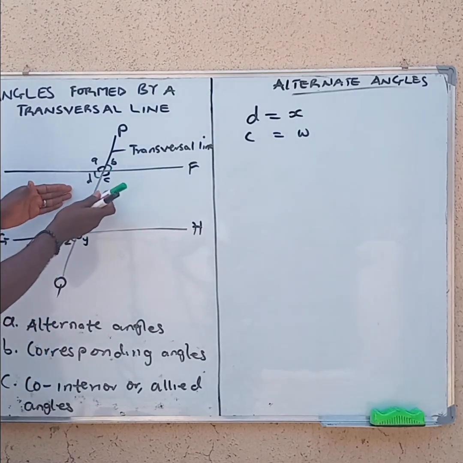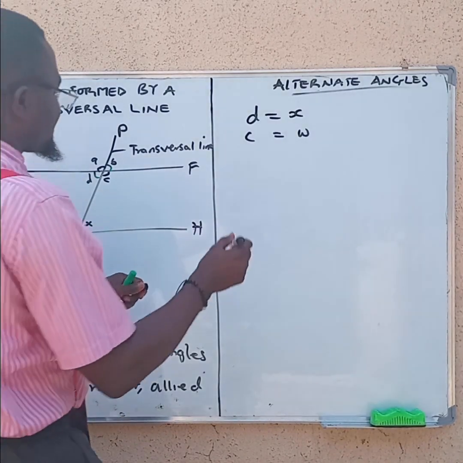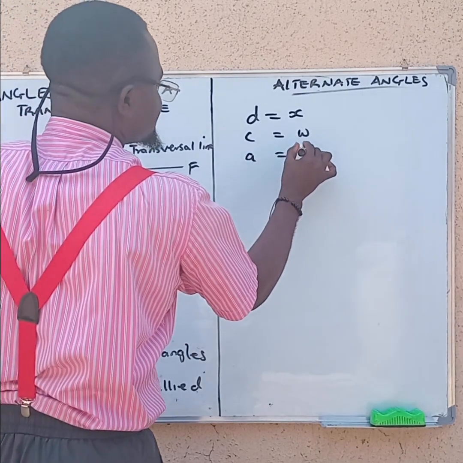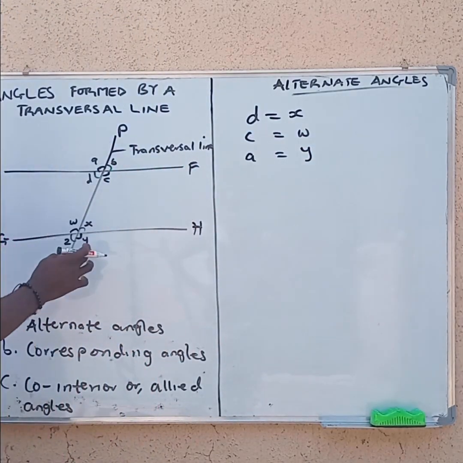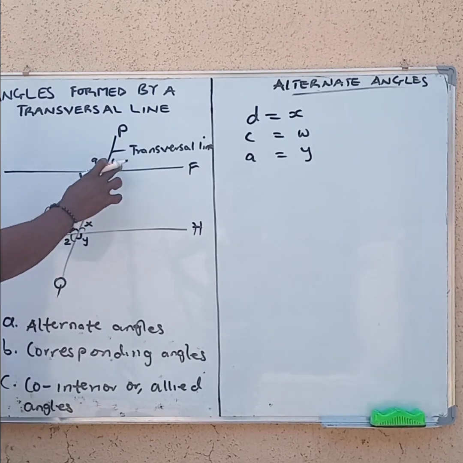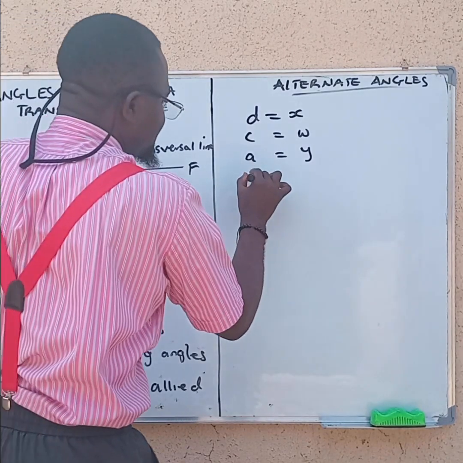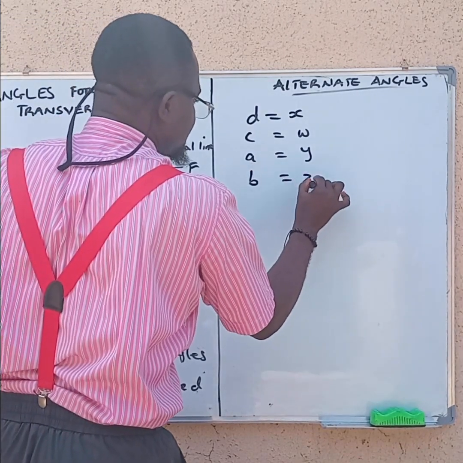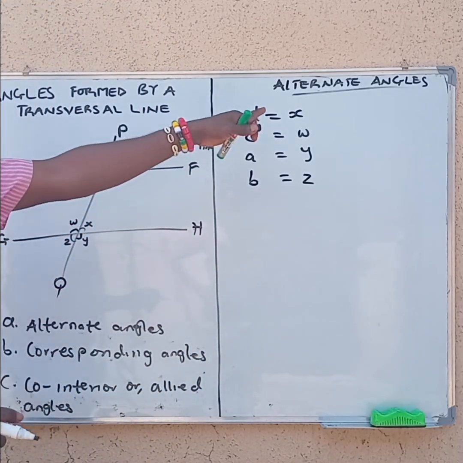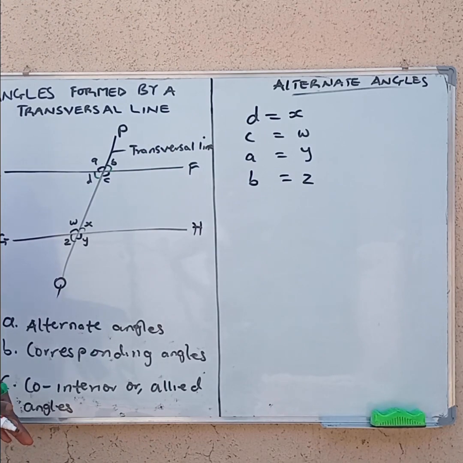because they are inside. But if you look at it again, we can see others. A is equal to Y. From here, the outside, we call them the exterior alternate angles. Then B is equal to Z. Still alternate. So these are the alternate angles formed by the transversal line.